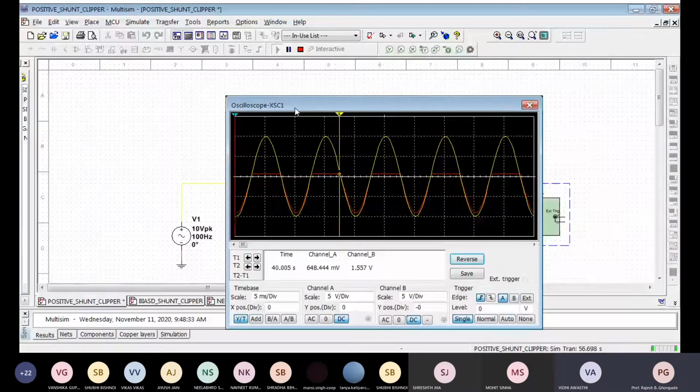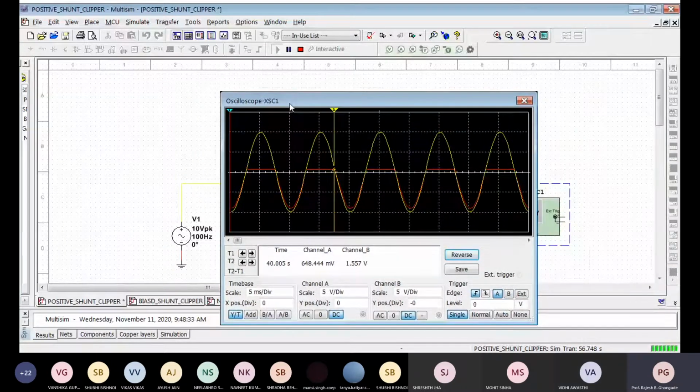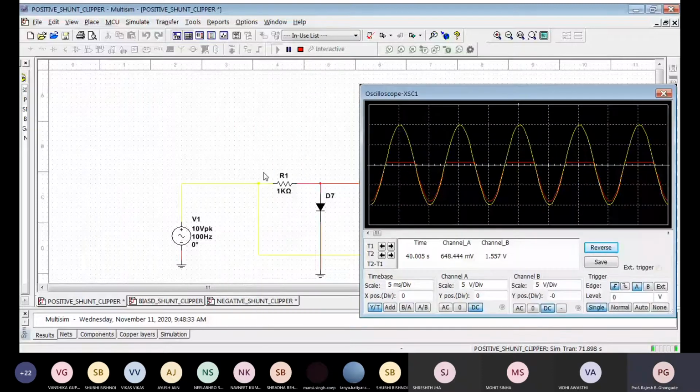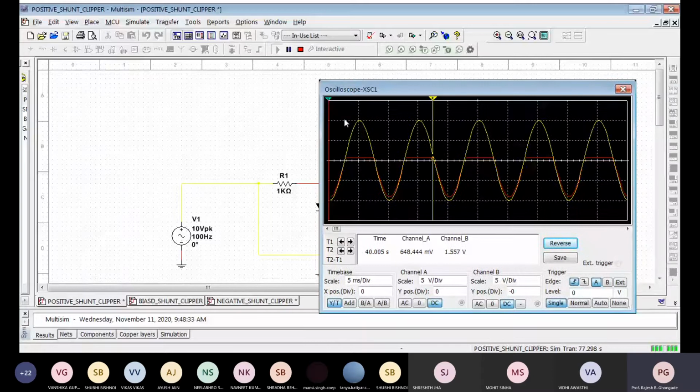Okay, sir. Because our output, what was the equation for output? Output voltage was equal to E minus IL into R1. So it is not the diode drop coming into picture over here because the diode is forward biased. It is only IL into R1. Yes, sir. So this drop is IL into R1. It is not the diode drop.